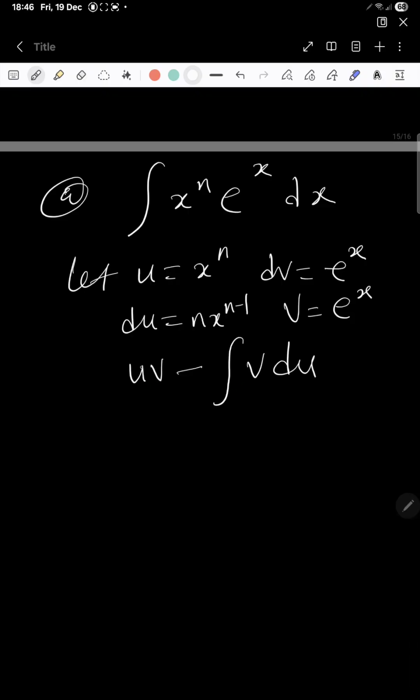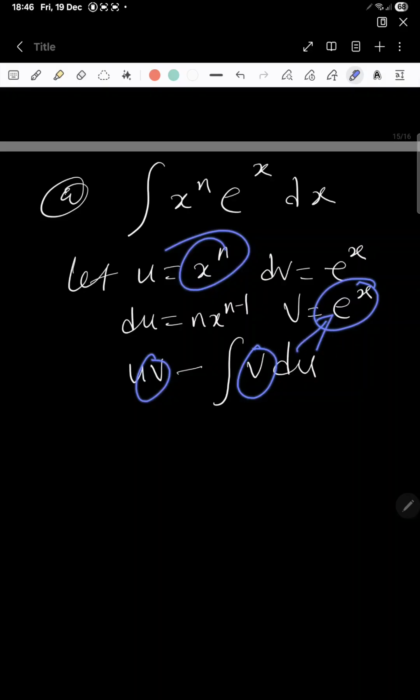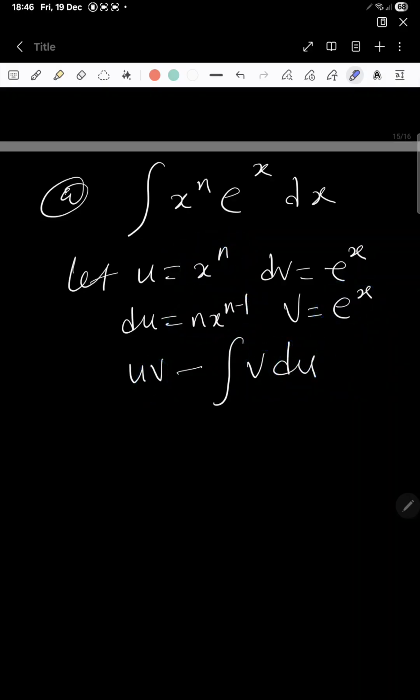Then what is our u? Our u in this case is x to power n. So our u is x power n, our v is e to power x, and our du is this one that we've gotten here. So by doing so, we replace: our u is x to power n, our v is e to power x, minus the integral of v, which is e to power x, and then du is n x to power n minus 1.